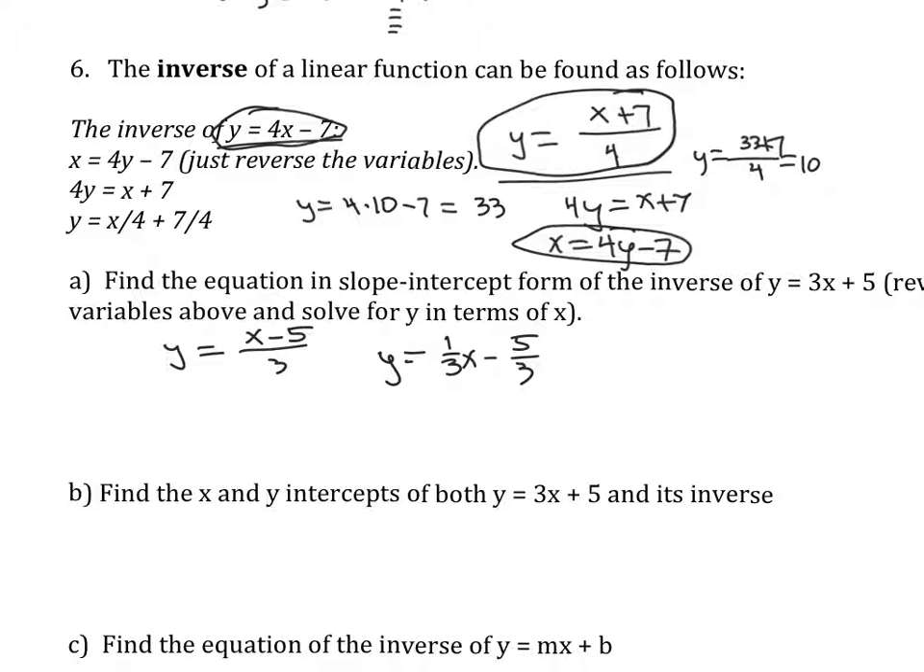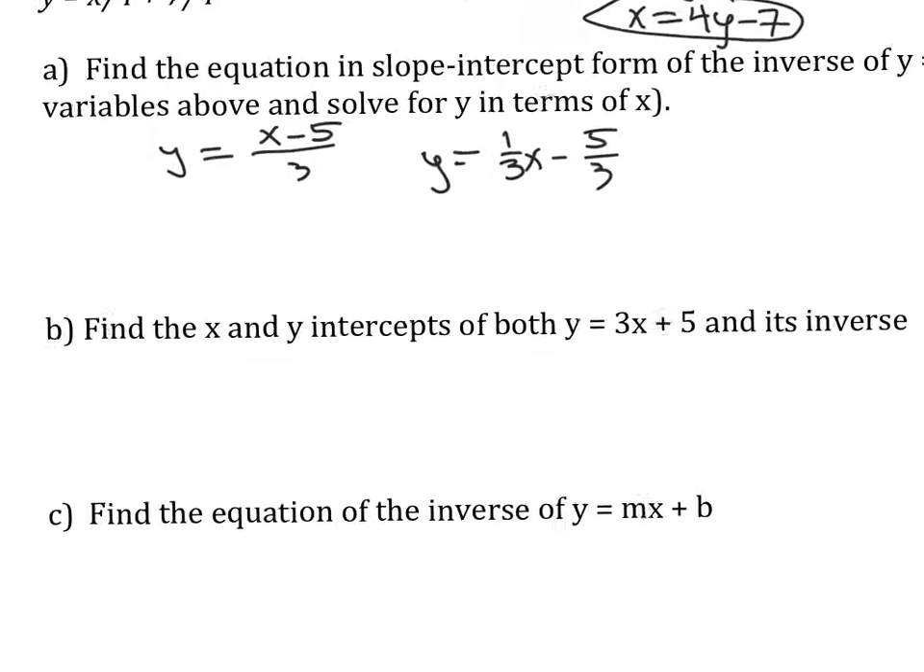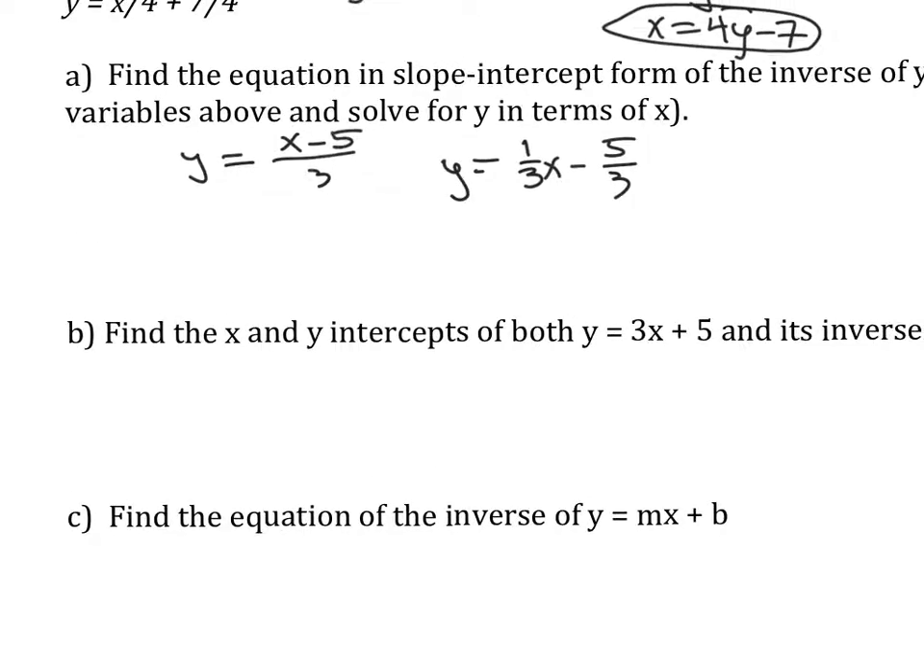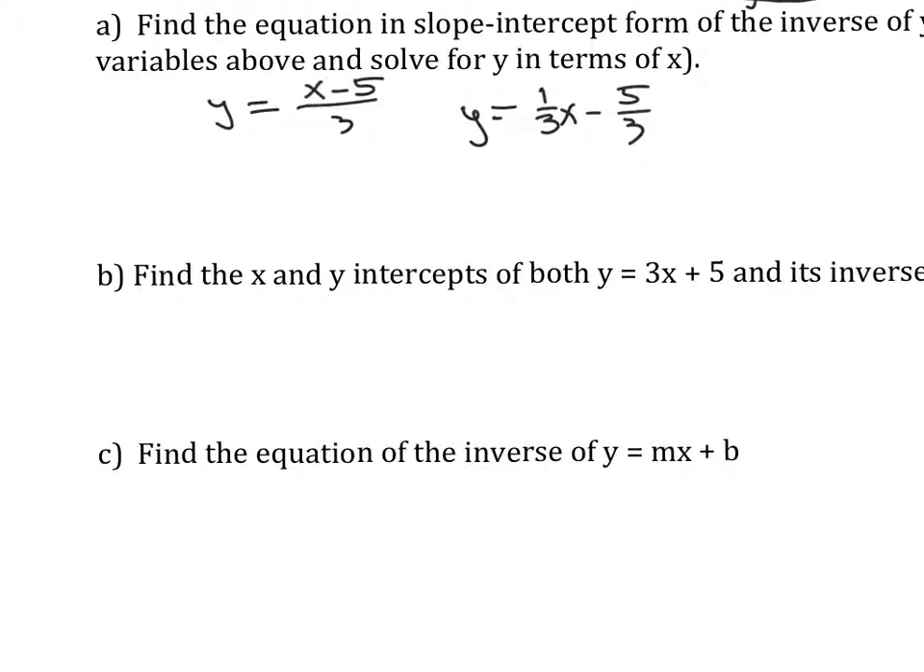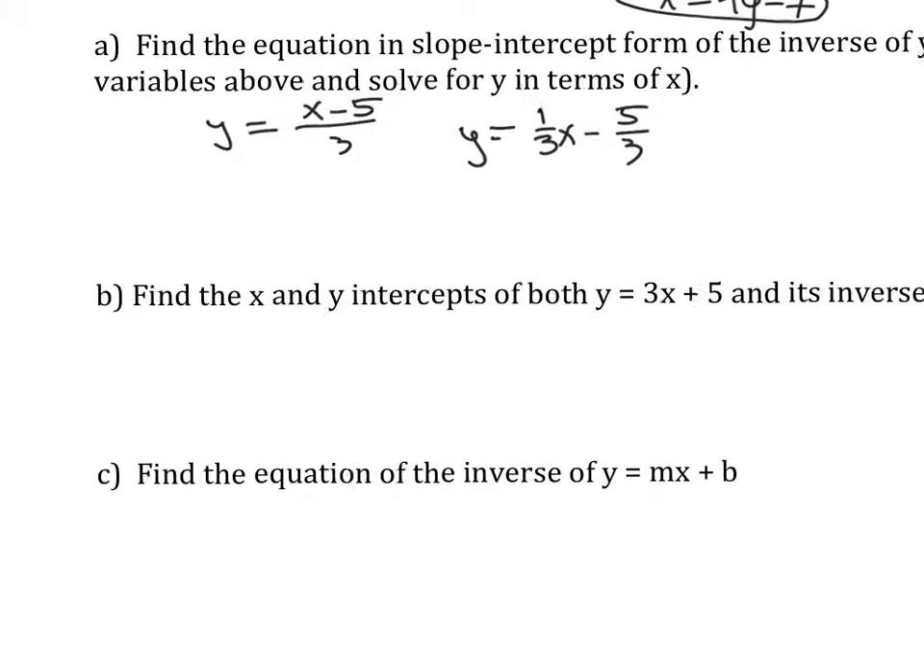Okay, so the x and y intercepts of both functions, the original and its inverse. For the original function, y equals 3x plus 5, we would have a y-intercept of... y equals 3x plus 5. So our y-intercept would be 5.